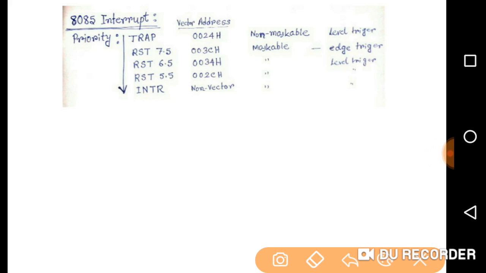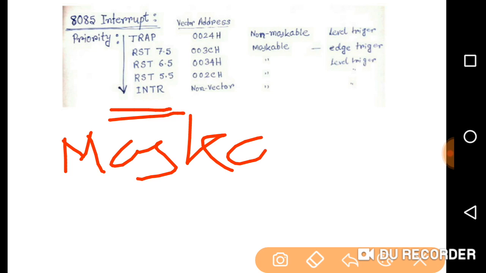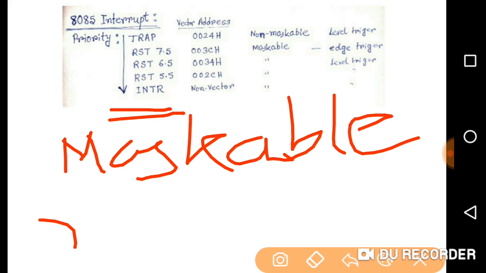5 interrupts are here in 8085 microprocessor. These 5 interrupts are called the hardware interrupts. The interrupts are classified into two categories. They may be maskable or they may be non-maskable also. The maskable interrupts means these interrupts may be ignored or may be delayed.